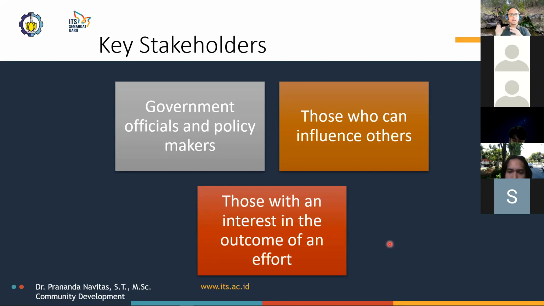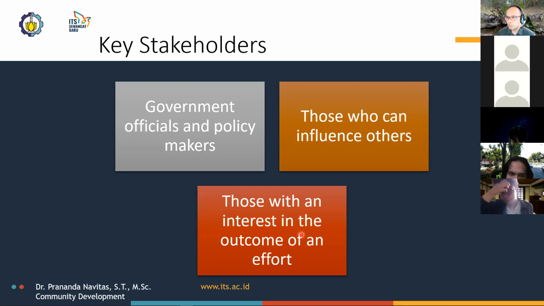They may be active on either or both sides of the issue you're concerned with. Community activists are part of this red box group, those with an interest. Organizations and individuals who have a philosophical or political interest in the issue or population that an effort involves, or may organize to support the effort or to defeat it.